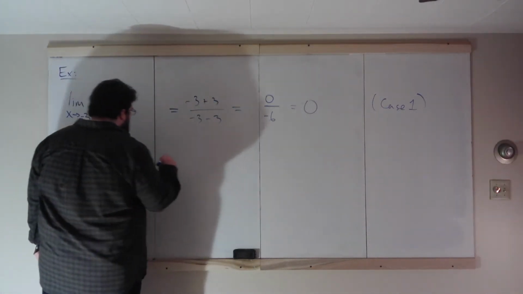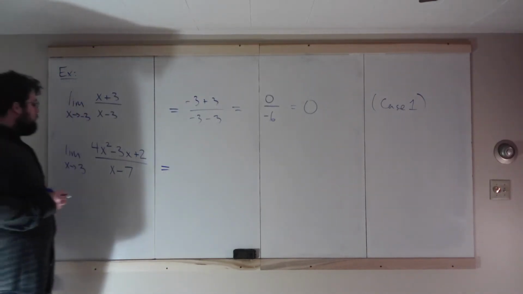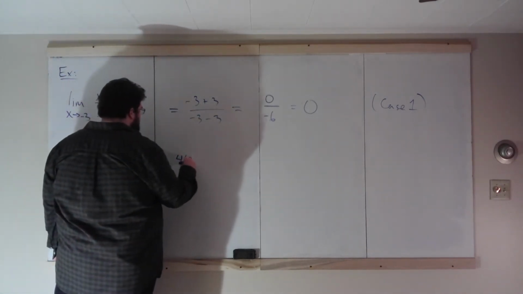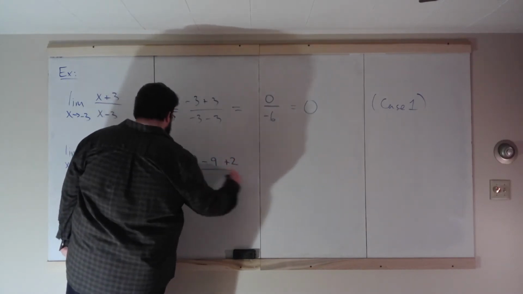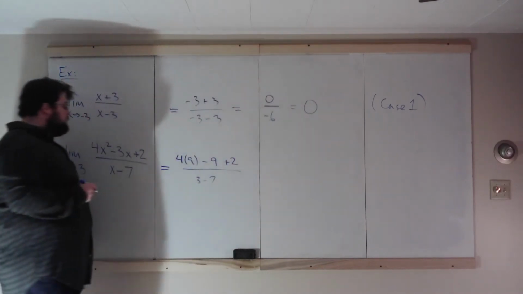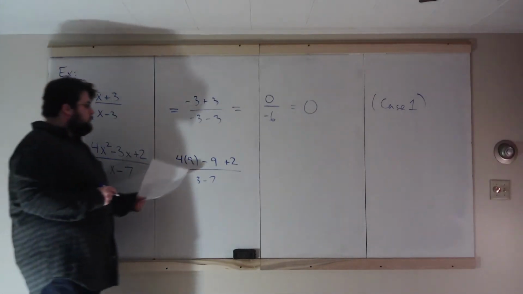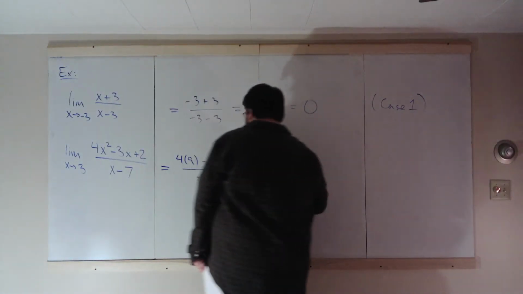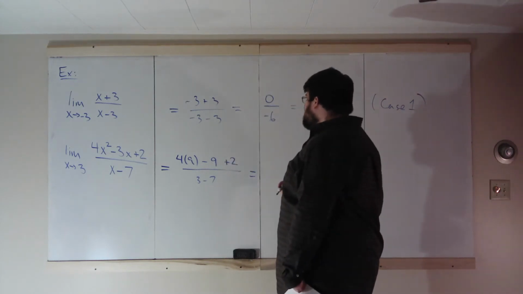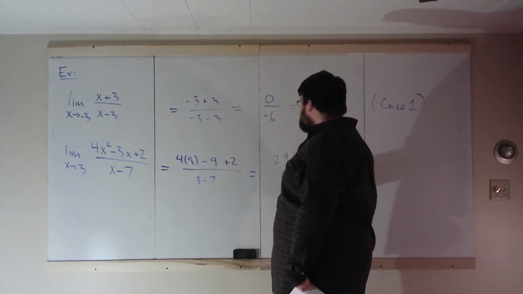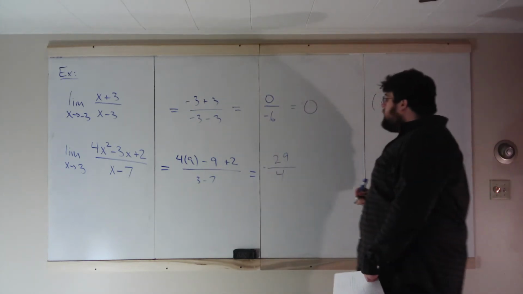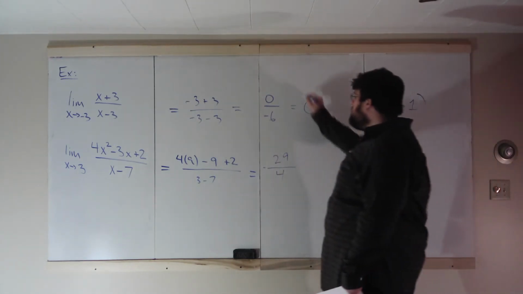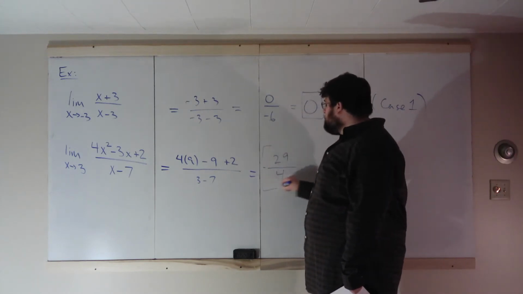So I'm going to write the substitution here. Let x equal 3. What do we get? 4 times 3 squared minus 3 times 3 plus 2 over 3 minus 7. Okay. 4 times 9 is 36. 36 minus 9 is 27, plus 2 is 29. 3 minus 7 is negative 4. So I'll write the negative outside there. So this right here, negative 29 fourths, is the limit. Maybe I'll make the negative a little larger.